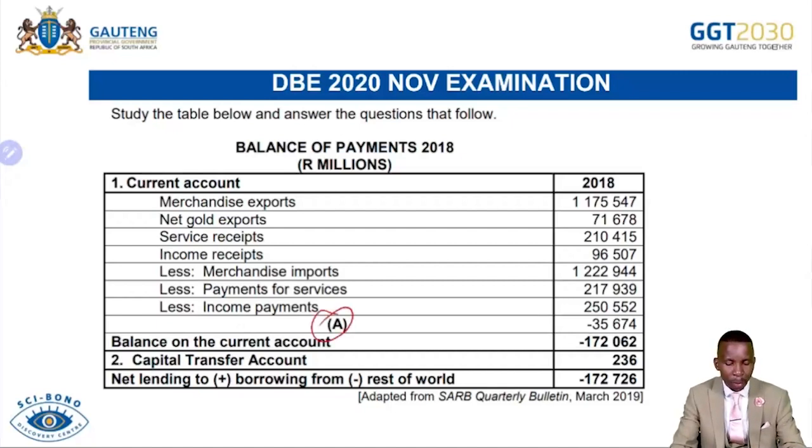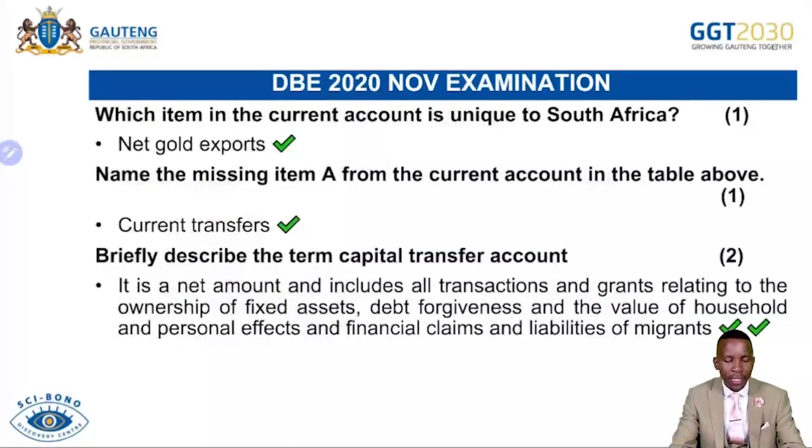And then going down, balance on current account is given, the capital transfer account is given, net lending to and borrowings from the rest of the world is given. Now let's see, it's adapted from the South African Reserve Bank Quarterly Bulletin of March 2019. Let's look at the questions. Which item in the current account is unique to South Africa?